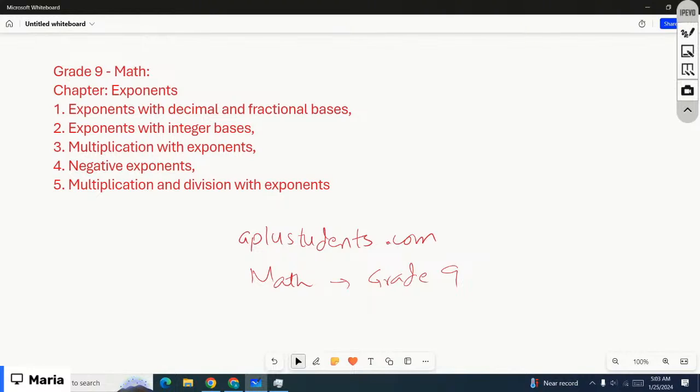We're going to start with the chapter exponents today. The lessons we're going to cover from the chapter are exponents with decimal and fractional bases, exponents with integer bases, multiplication with integers, negative exponents, and multiplication and division with exponents. Please make sure you have your notebook and pencil so that you can note down the important examples and definitions as well.